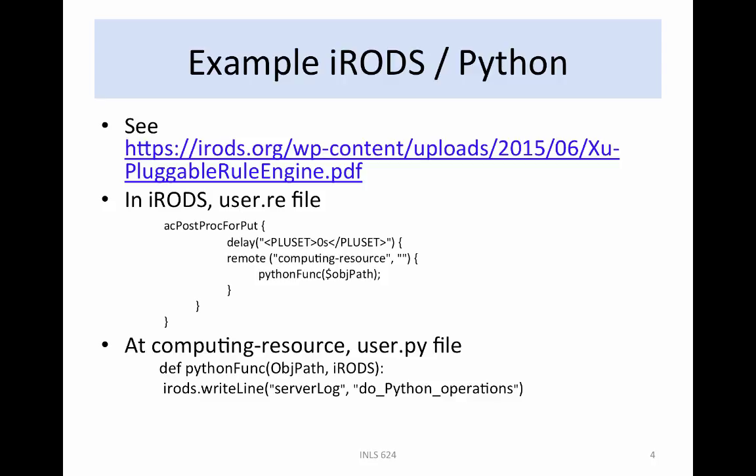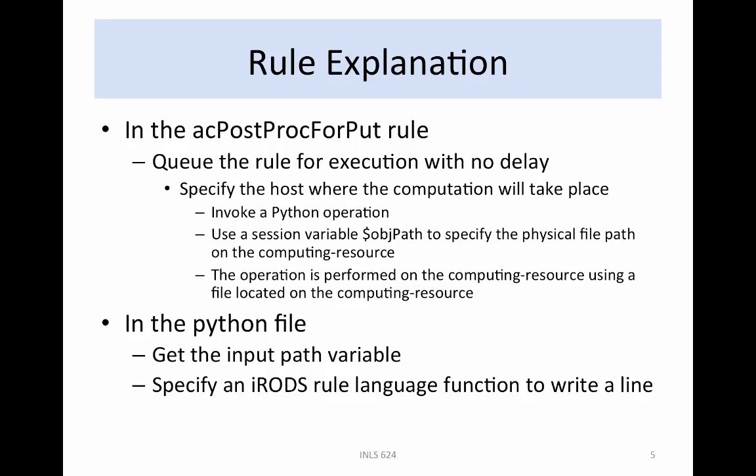The system accesses the remote resource, then executes the named Python script, which calls an iRODS microservice to write a line to a server log. The rule is queued but executed immediately. The delay was set to 0 seconds. The host where the Python script is executed is accessed by the remote microservice. The rule functions within the braces following the remote command are packaged for execution at the remote site.